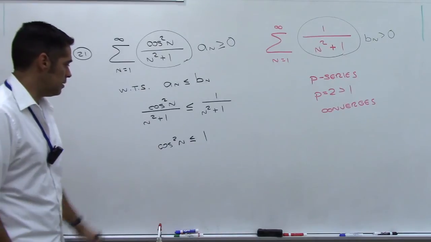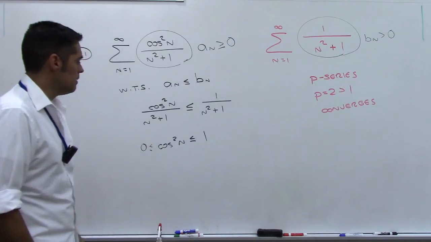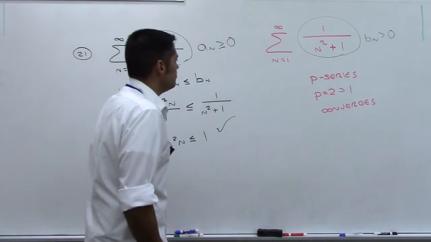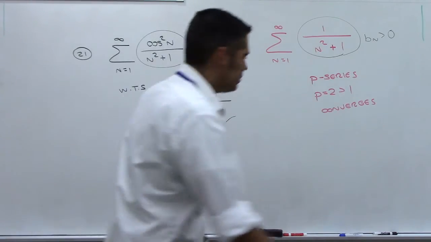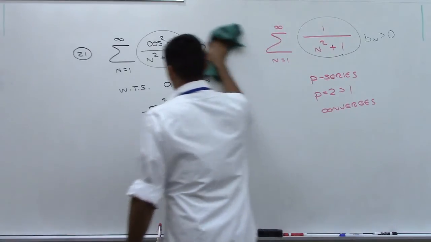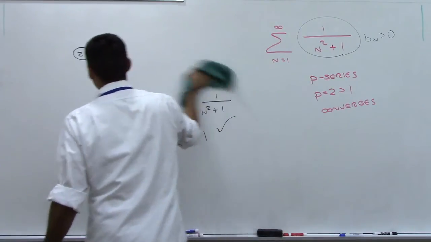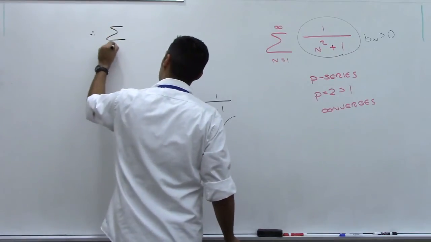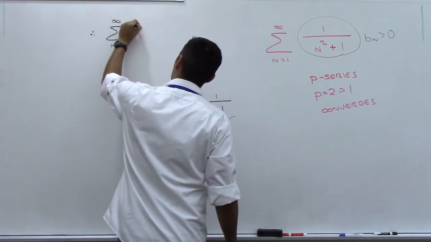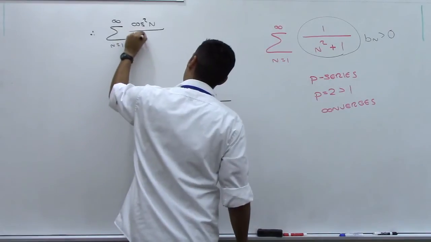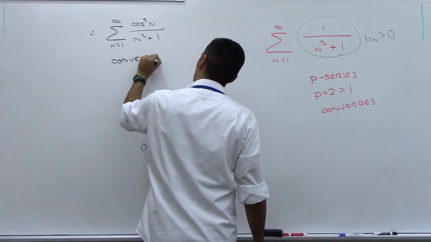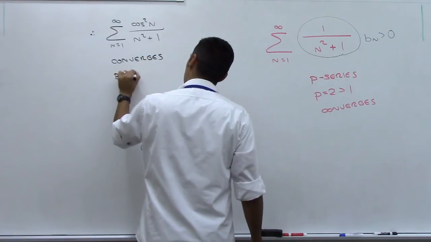We already knew that that was true, right? We talked about that earlier. This is always greater than or equal to 0. So this should always be true. So I'm good. So that's going to converge. Therefore, series n equals 1 to infinity, cosine squared n over n squared plus 1 converges by comparison test.